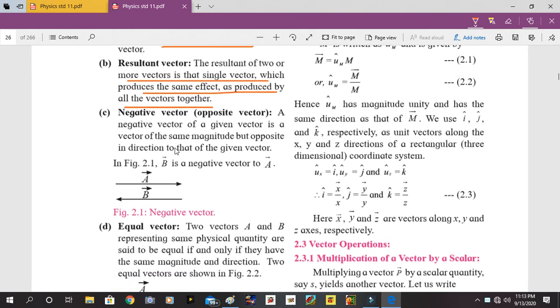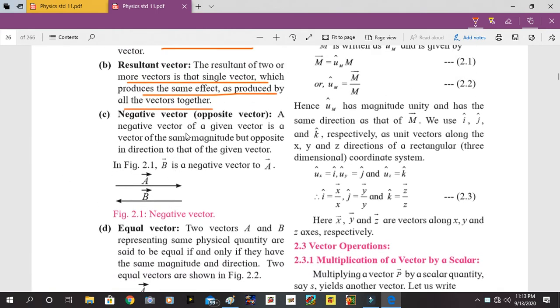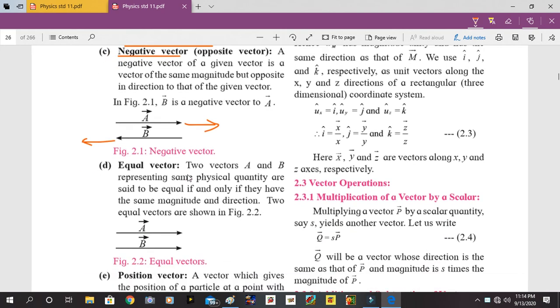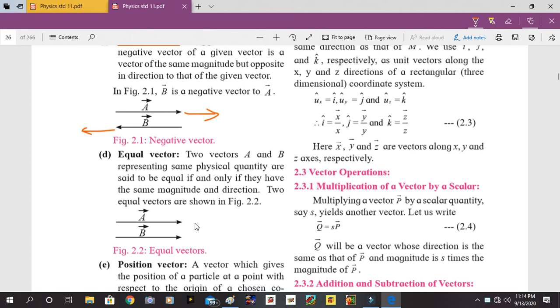Equal vectors, or first, negative vectors. Two vectors of equal magnitude but opposite direction. Here you can see one is directed towards the left, another directed towards the right. So they are of equal value and they are in opposite directions, then they are called what? Negative vectors. Equal vectors: two vectors having equal magnitude and directed along the same line also are called equal vectors.